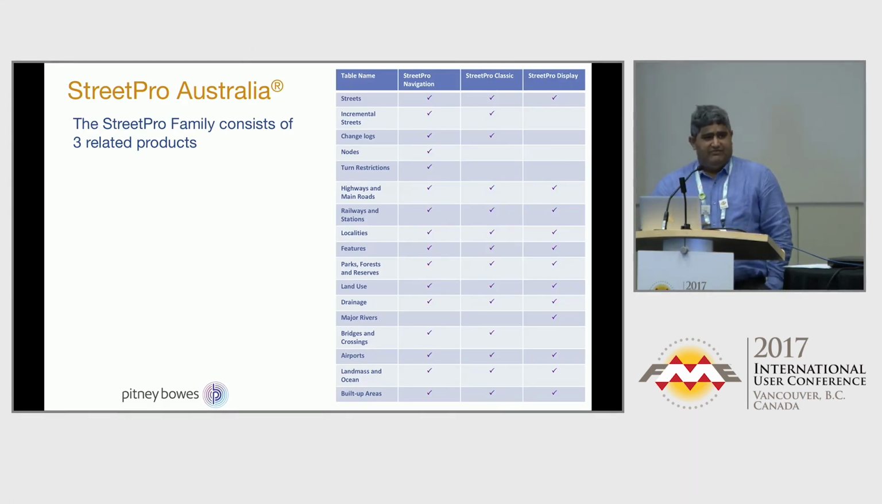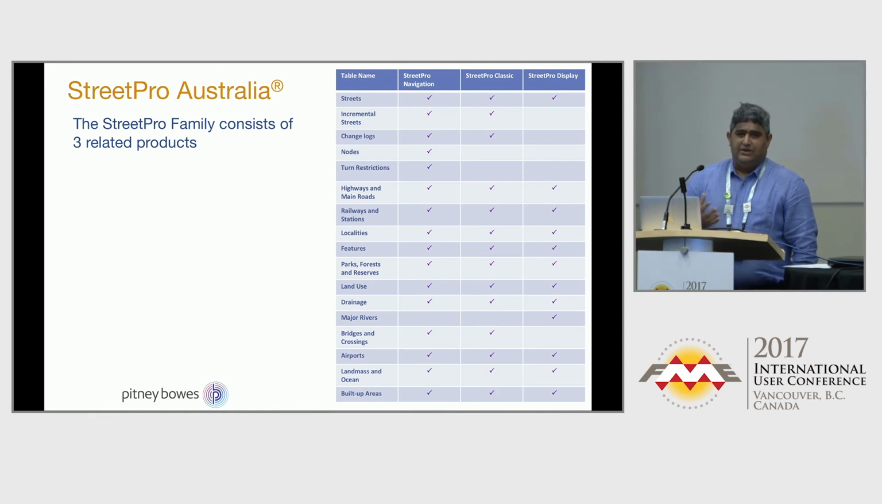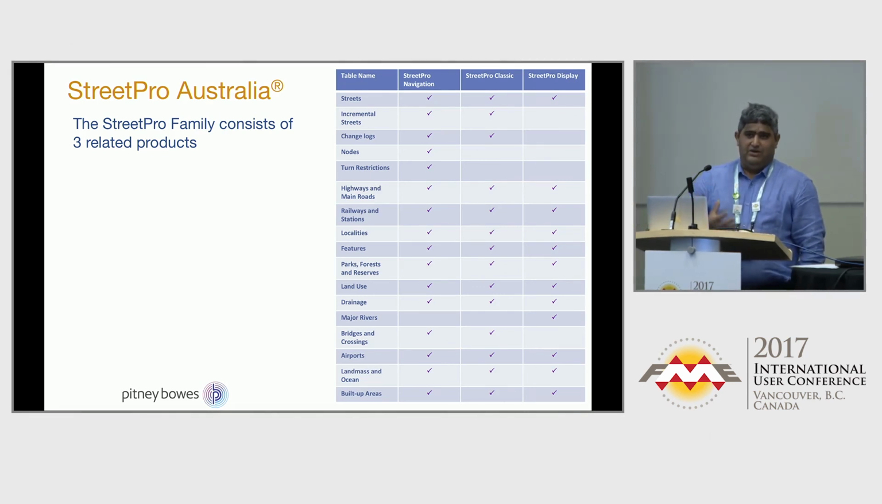StreetPro Australia is a vector data product. It comprises streets, points of interest, land use, land cover, and other additional layers. And it is available in 3 flavors.